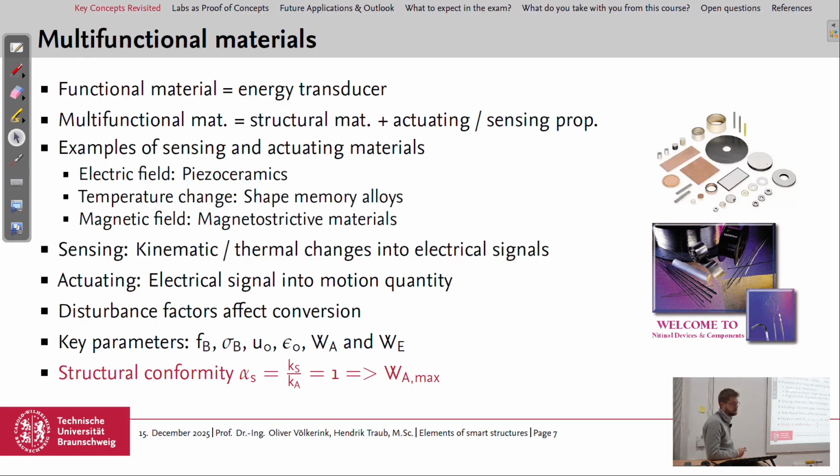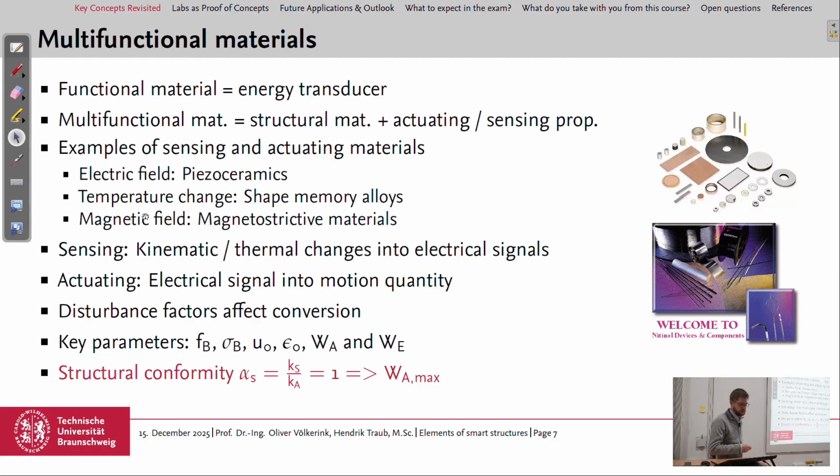What are multifunctional materials again? A functional material is an energy transducer, which, for example, transduces mechanical to electrical energy and the other way around. A multifunctional material, in the sense of our course here of smart structures, is a structural material which also has actuating and sensing properties. Examples of these sensing and actuating materials are piezoceramics, which use electrical fields, shape memory alloys or shape memory polymers, which use a temperature change, or magnetostrictive materials, which use a magnetic field.